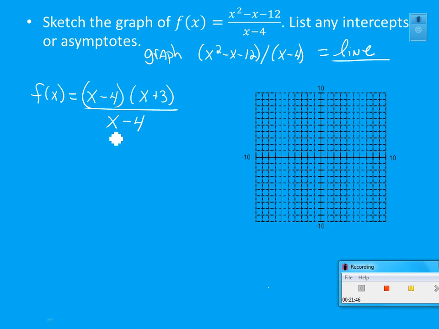Let me talk about the domain for just a heartbeat. If I asked you what values of x you can not use, hopefully you tell me that x could not be 4. So something's happening at 4. So if you would, back on your calculator, go trace 4.